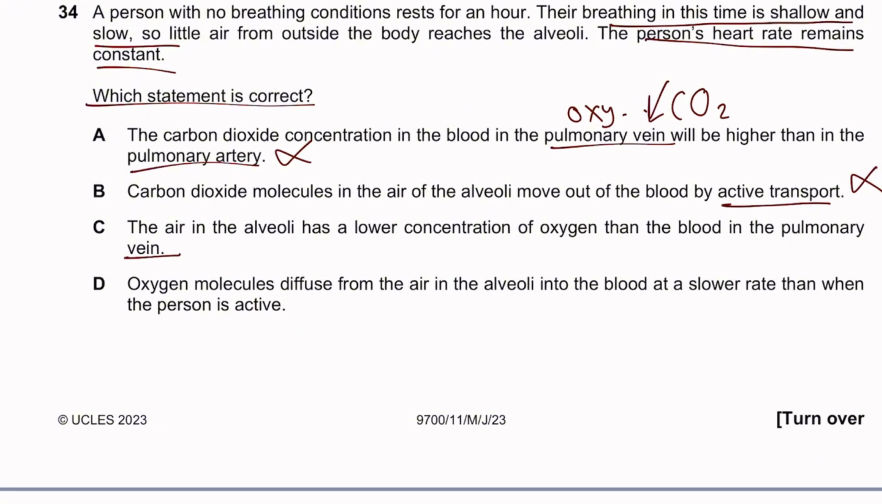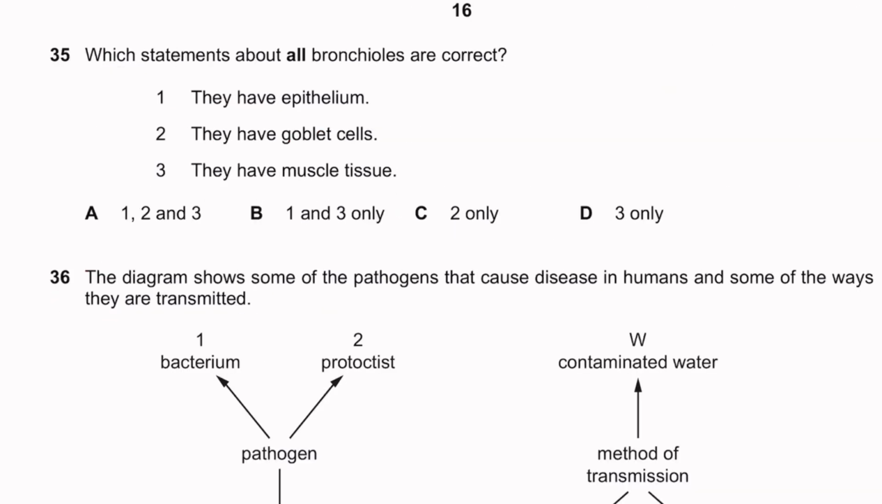Actually, no. The oxygen in the pulmonary vein comes from the alveoli, so it actually has a higher or equal oxygen concentration. Oxygen molecules diffuse from air in the alveoli into the blood at a slower rate than when the person is active. Yes, of course, when the person is active, they are producing more CO2, they require more oxygen, so the concentration gradient will be steeper for diffusion of oxygen and CO2. So, of course, D.